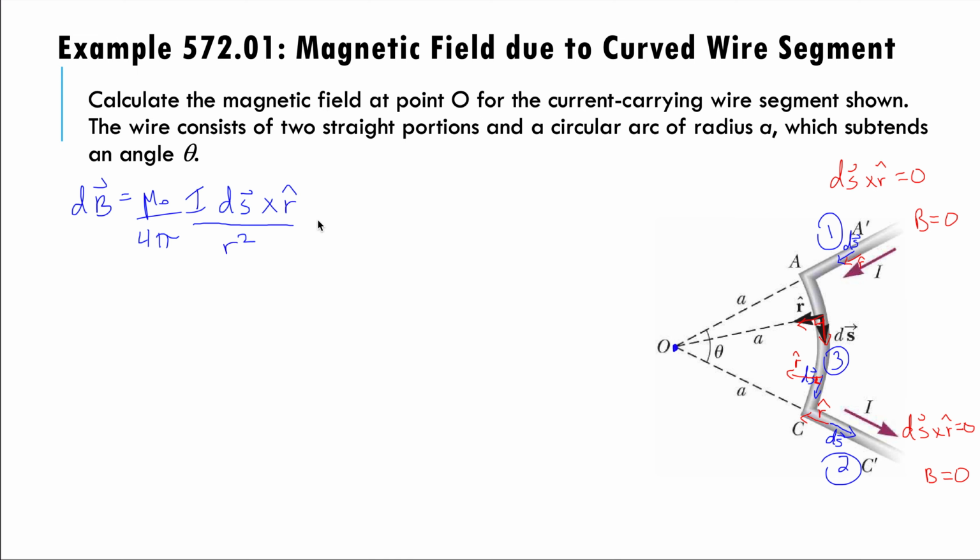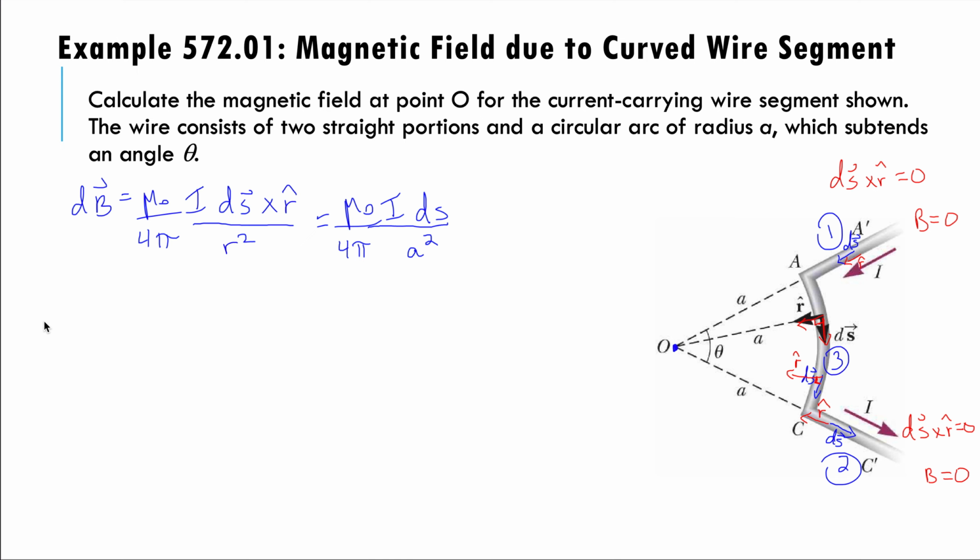So the cross product is going to be, let's go ahead and write mu naught over 4 pi, I, and then since they're perpendicular, we said in the video that the cross product ends up being just ds, because we have ds times 1 times sine of 90, which is just ds. And then the distance r squared is the distance from ds to the point, and that distance has been defined in our picture as a. So it's going to be a squared. And now we are ready to integrate.